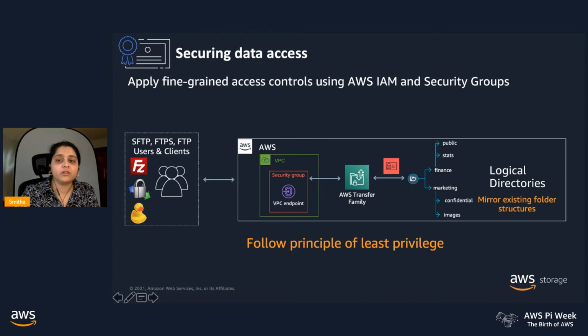We have a feature called logical directories, where you can mirror existing folder structures. You can control how your S3 bucket or your EFS directories are made visible to your end users. You can also route them to a certain location so that they don't see the fact that you are using an S3 bucket or an EFS directory, or they don't get visibility into that level of detail. The idea here is that you're following the principle of least privilege, giving them just the amount of access that they need to get the job done.